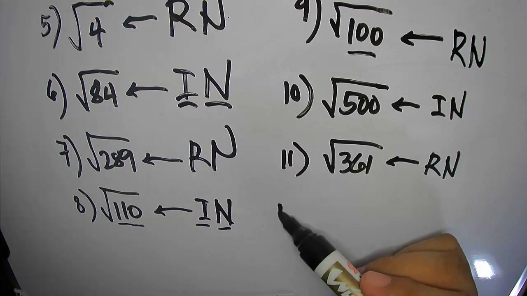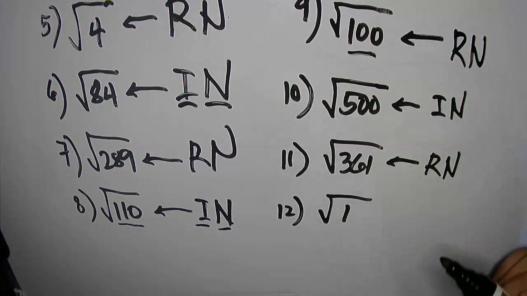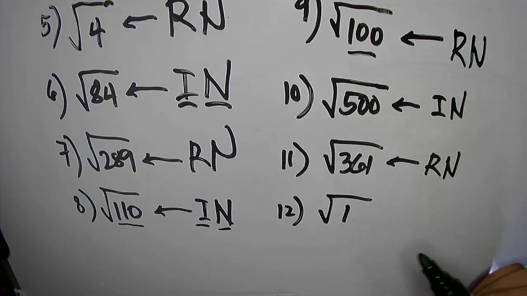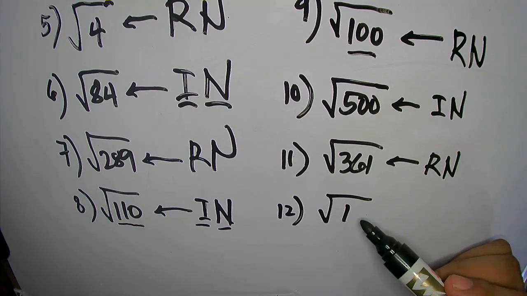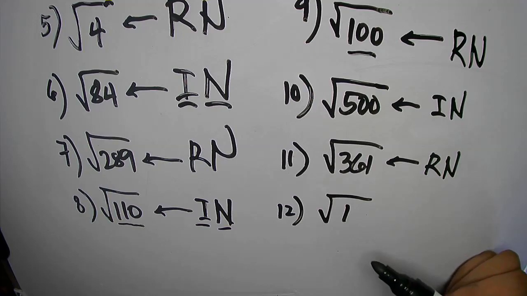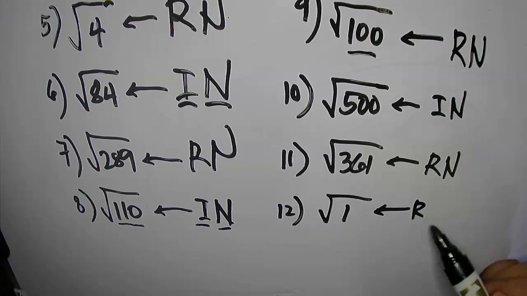Let's have last example. Square root of 1 nga pala. Okay? Yung 1 ba nanggaling sa dalawang number na magkapareho, na pag minultiply natin, ang sagot niya ay 1? So, ang tanong, is it rational or irrational number? Square root of 1. Yes, that's rational number.